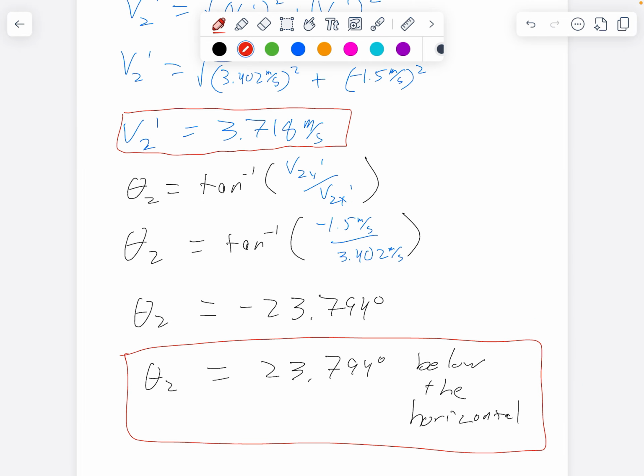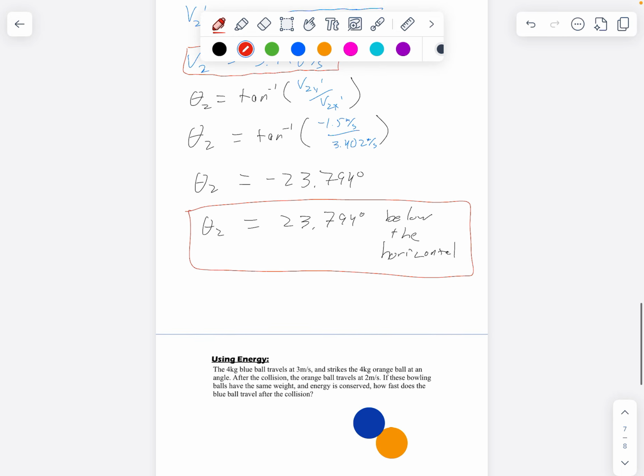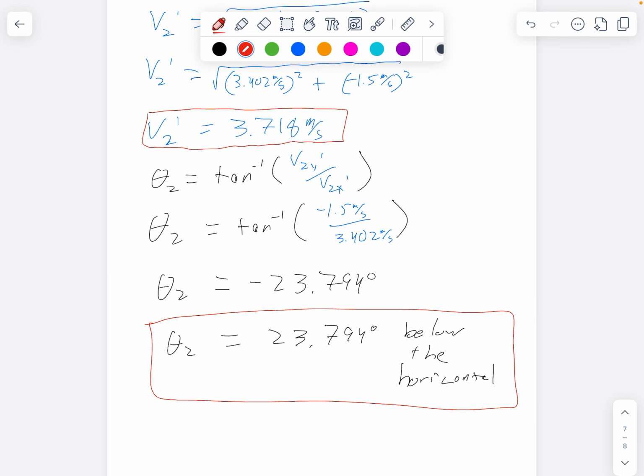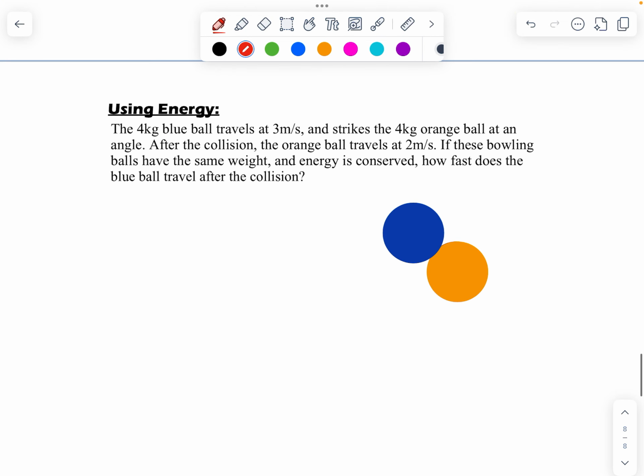There we go. Now that's a lot of work. Look at all this math that we had to do. It's doable, but man, I wish there was an easier way. And the answer is that there is, if we're allowed to use energy.